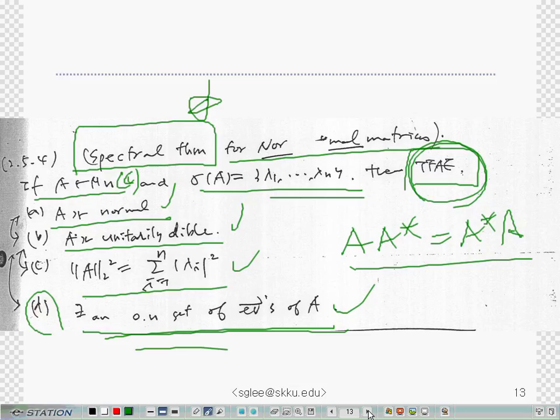Okay, proof. Here is my tactic to prove this equivalence statement. I will show that A and B are equivalent first. Then show that statements B and C are equivalent. Then show that B and D are equivalent. Then I can show everything is equivalent.